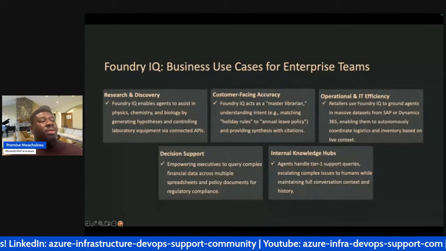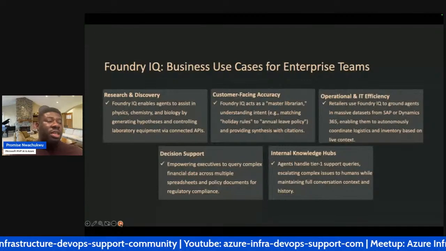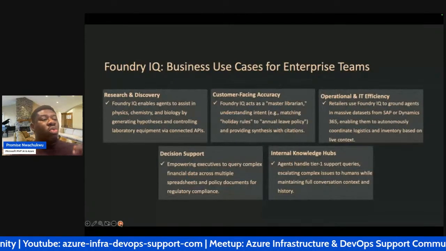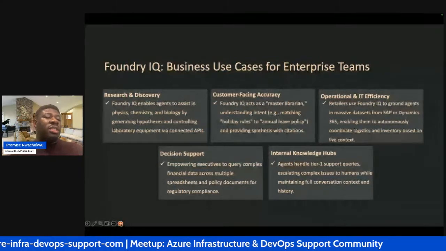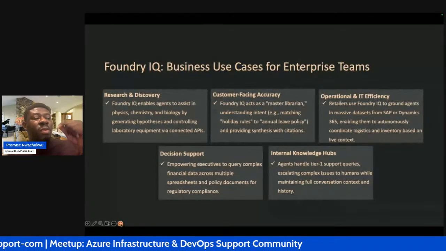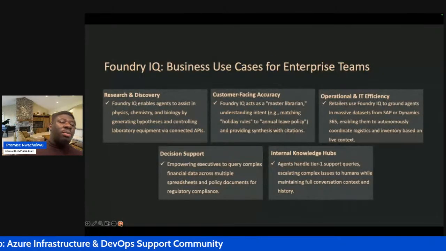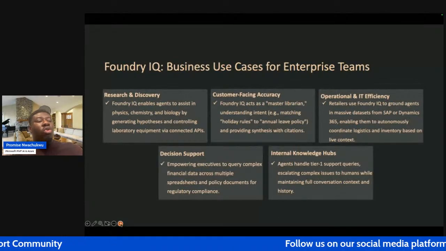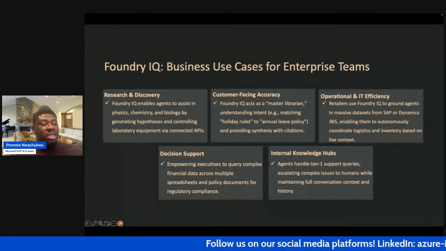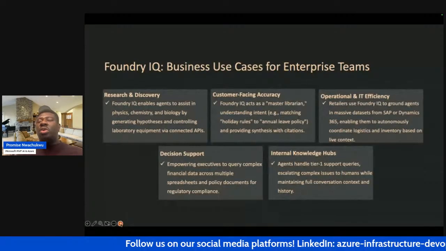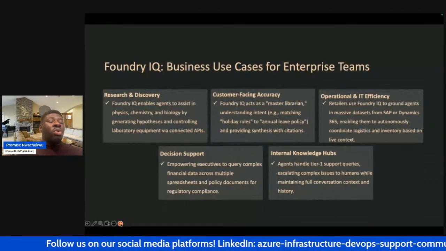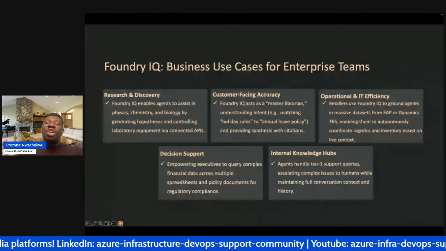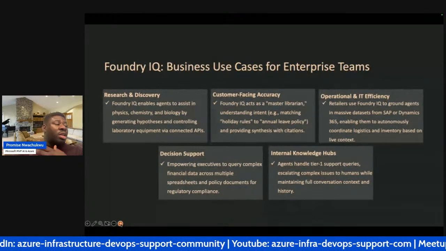Also, in terms of operational and IT efficiency, retailers use Foundry IQ to ground agents in massive data sets from SAP or Dynamics 365, enabling them to autonomously coordinate logistics and inventory based on live context. So you can as well use Foundry IQ for training agents. You can as well do that.